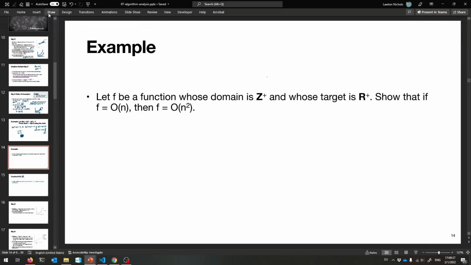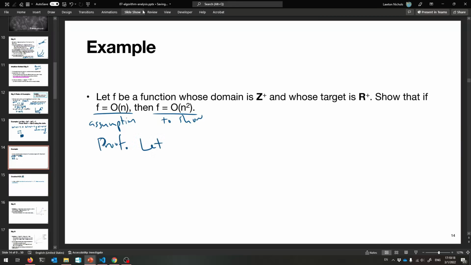Assume f takes positive integers to positive reals, and that means we can use big O on it. So we want to show that if f is big O of n, if it grows linearly, then it also is bounded above by a quadratic function. F is big O of n squared, just as easily. Okay? So it's an if-then statement. If this is true, then this is true. So we'll prove it using a direct proof. We will assume this assumption, and then this is our conclusion, what we want to show. Okay, so we'll assume this, prove this. And here's a way to prove it, at least.